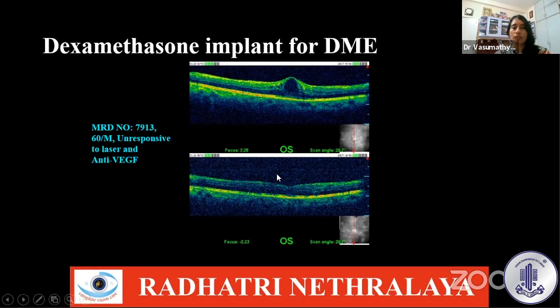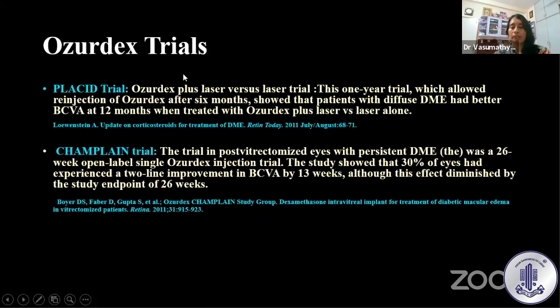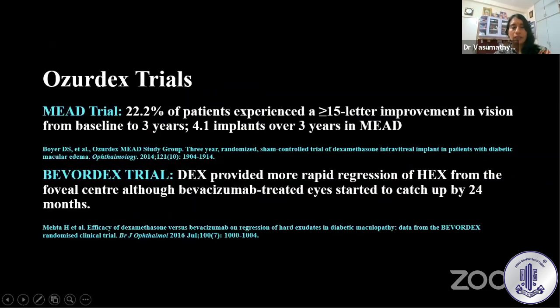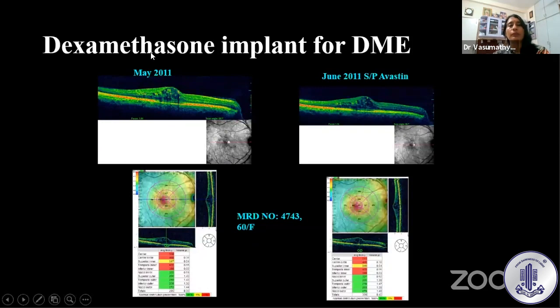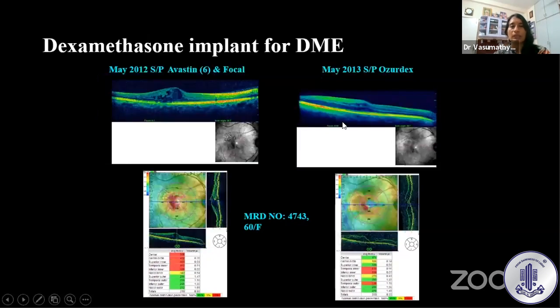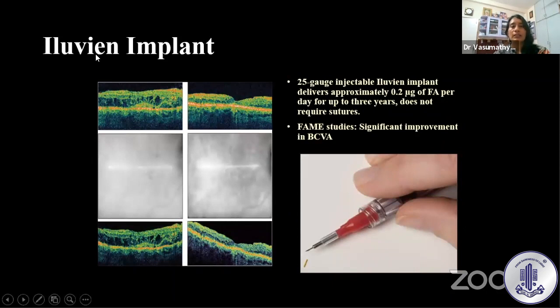This was a patient who was unresponsive to laser and multiple anti-VEGF injections, and did very well with Ozurdex, and several trials also talk about the efficacy of Ozurdex in diabetic macular edema. In fact, the rapid regression of hard exudates from the foveal center was suggested by the Ozurdex trial, which compared Ozurdex with bevacizumab. This is another example from May 2011, June 2011: several injections of anti-VEGF agents and focal laser, but finally with Ozurdex, this patient started stabilizing and did very well.